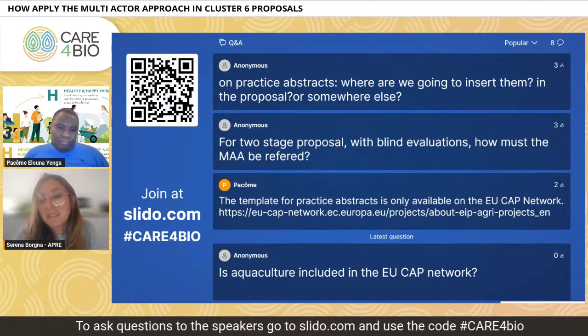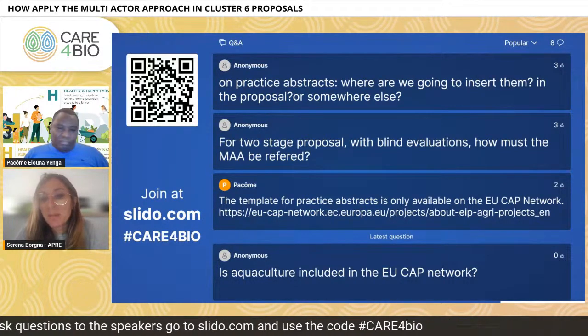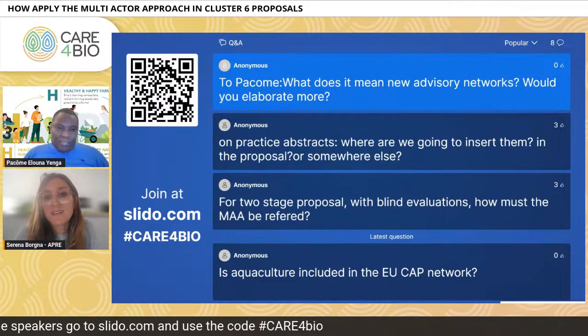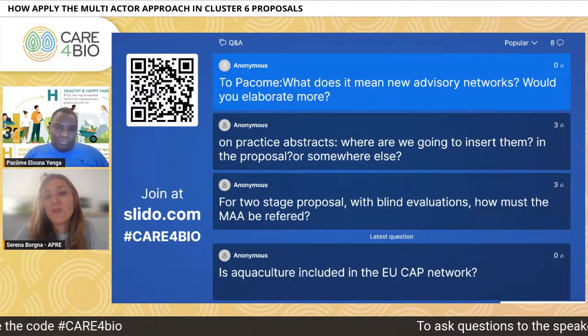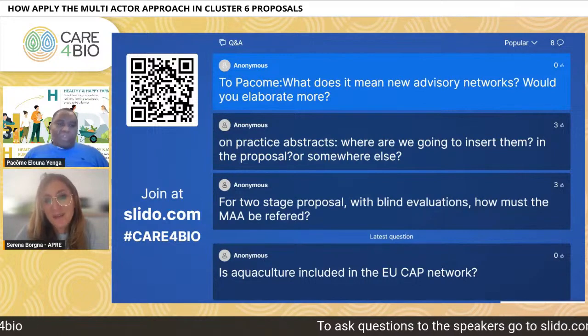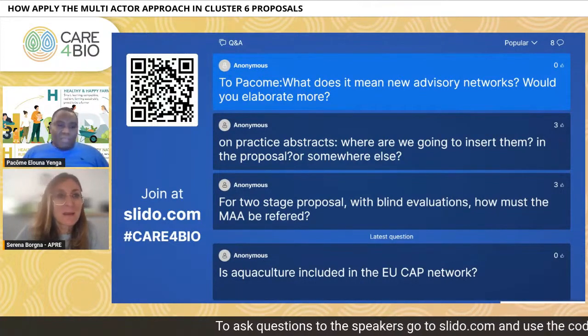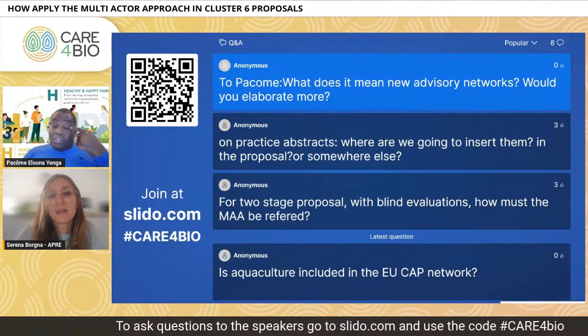It's quite complex, but let me put it as a highlighted question: what does it mean, new advisory networks? Would you elaborate more? I think it's about the new concept that is behind the UCAP network. Yeah.